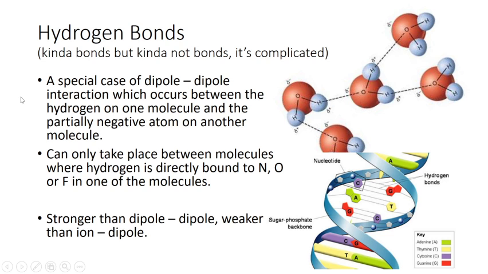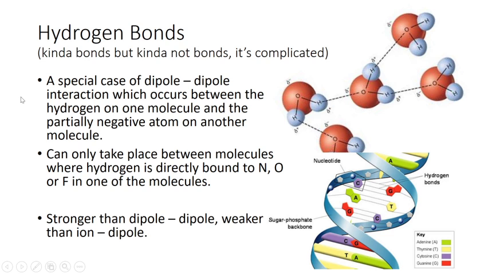So, as I said, a special case of dipole-dipole, which occurs between the hydrogen on one molecule and the partially negative atom on another molecule. And there are some rules. It can only take place between molecules where hydrogen is directly bound to nitrogen, oxygen, or fluorine, right? So if hydrogen is not bound to one of those three, it is not a hydrogen bond. Like we saw in the last example, dipole-dipole, we had hydrogen and chlorine. That is not a hydrogen bond because hydrogen is not bound to nitrogen, oxygen, or fluorine.